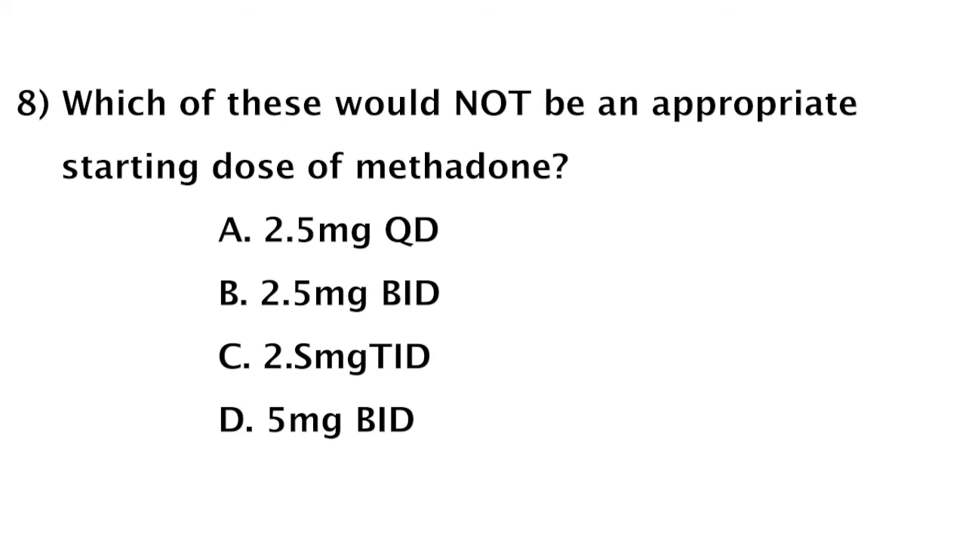Number 8, which of the following would not be an appropriate starting dose of methadone? 2.5 milligrams daily, 5 milligrams twice a day, 3 times a day, or 5 milligrams twice a day. C. Well, I think D. I did too. Yeah. C. I can see why TID isn't a good thing when we're talking about 12-hour dosing, but I certainly think that 5 twice a day is worse. Absolutely. My answer was C.